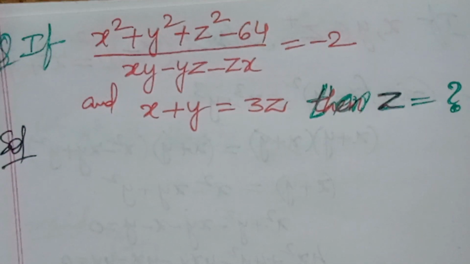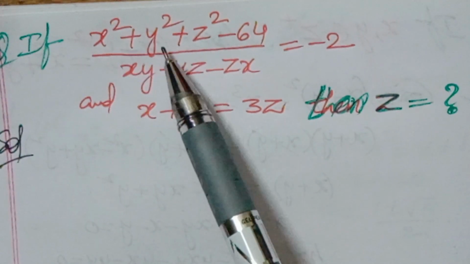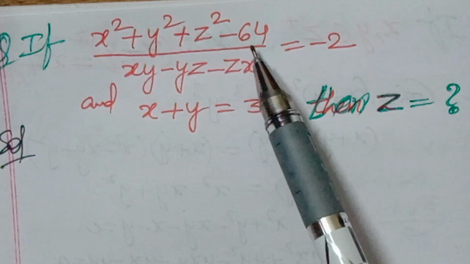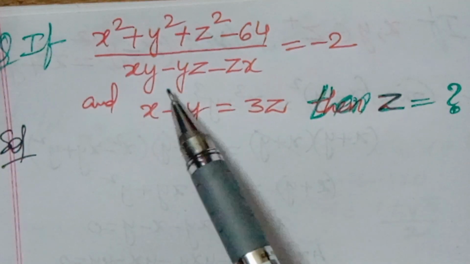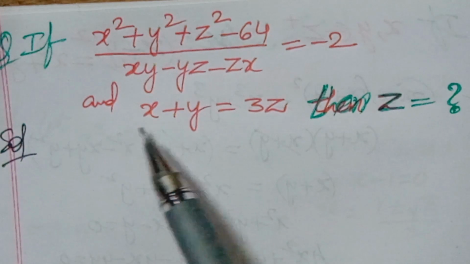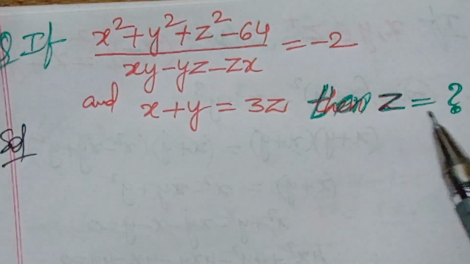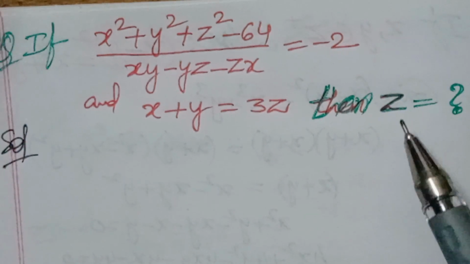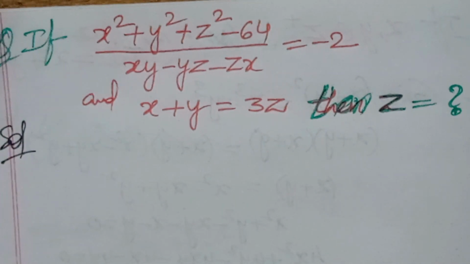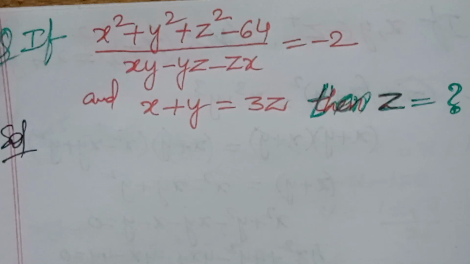Today we are looking at a logical problem. The question is: if (x² + y² + z² − 64) / (xy − yz − zx) = −2 and x + y = 3z, then what is the value of z? Some logic is involved, which is why this problem was selected. Before starting, pause the video for 10 seconds and try it yourself.